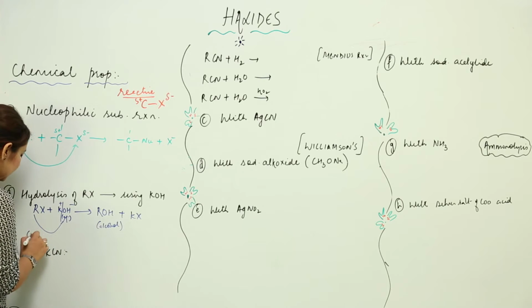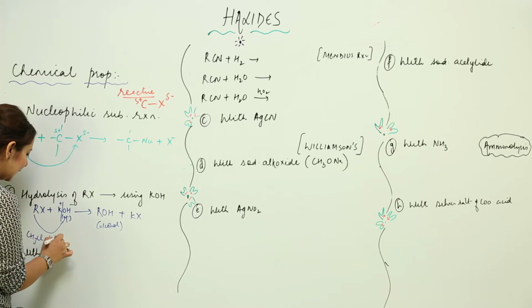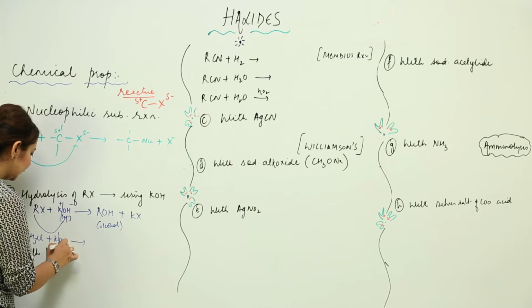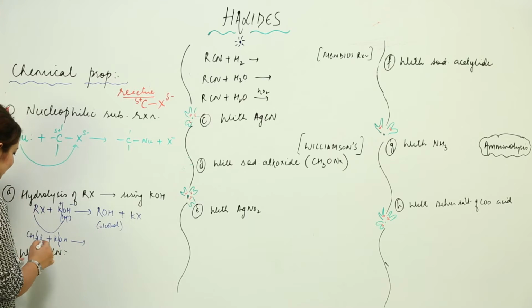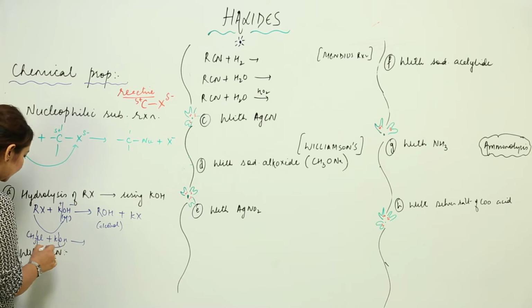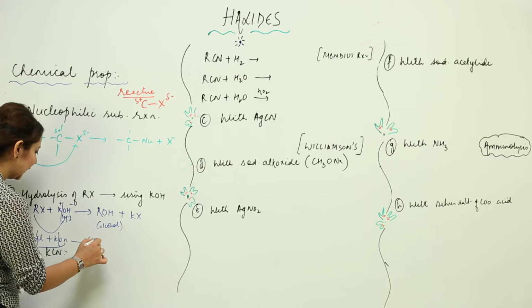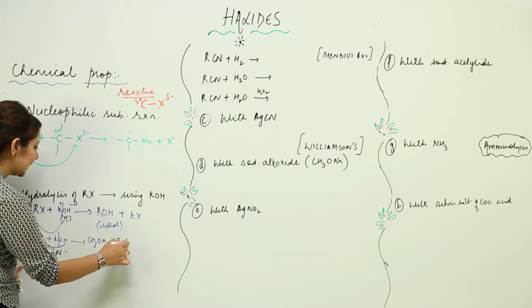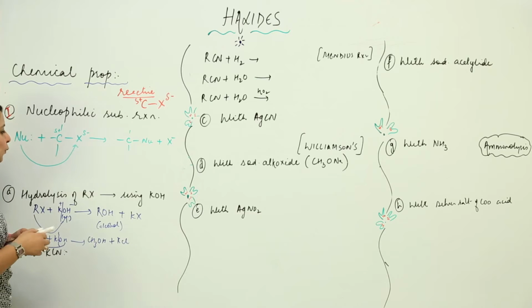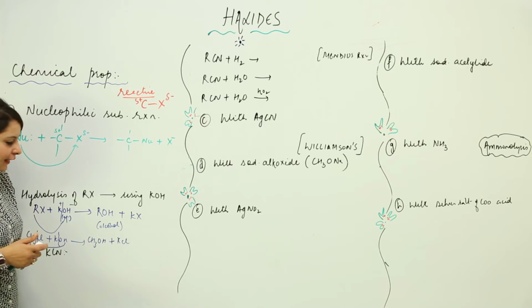For example, suppose I have CH3Cl. I am adding KOH, and the bond is going to break like this. My OH is going to attach to CH3, so I am going to get methanol, and along with that I will get KCl. So this is the hydrolysis of alkyl halide.